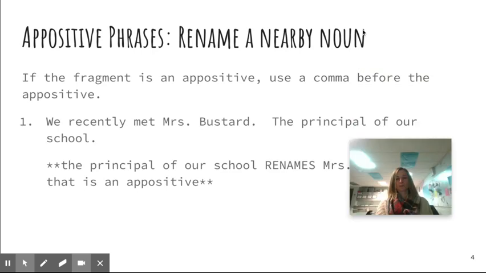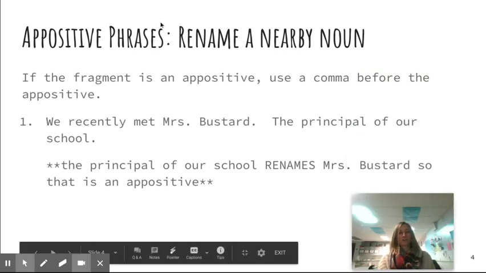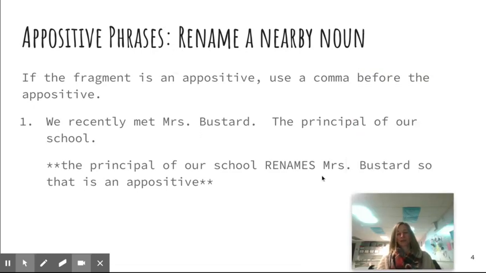So this one, I just put what the definition of an appositive is here because I don't think that's actually in your packet. I guess the assumption is you're supposed to know that, but I wouldn't expect you to know that. An appositive renames a nearby noun. So if the fragment is an appositive, you would use a comma before the appositive. You'll understand it once you see the example.